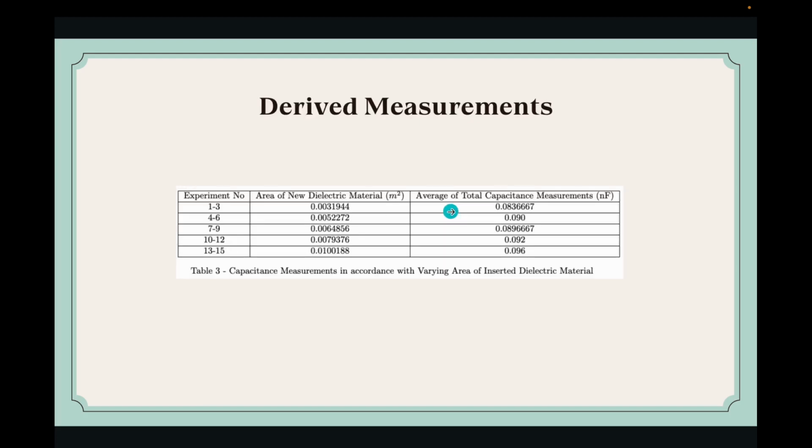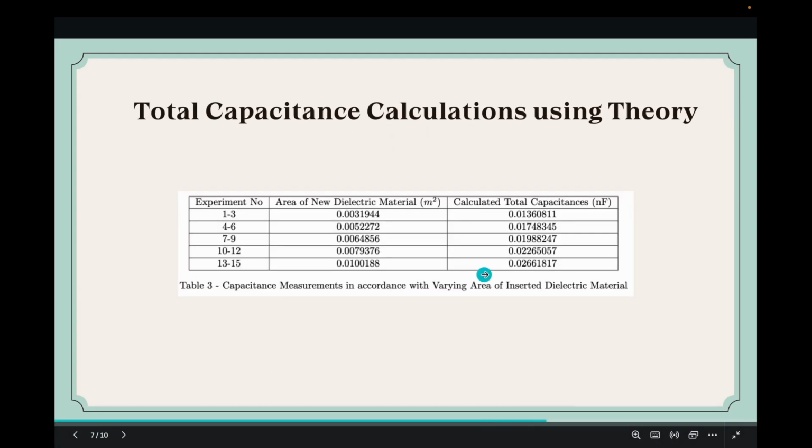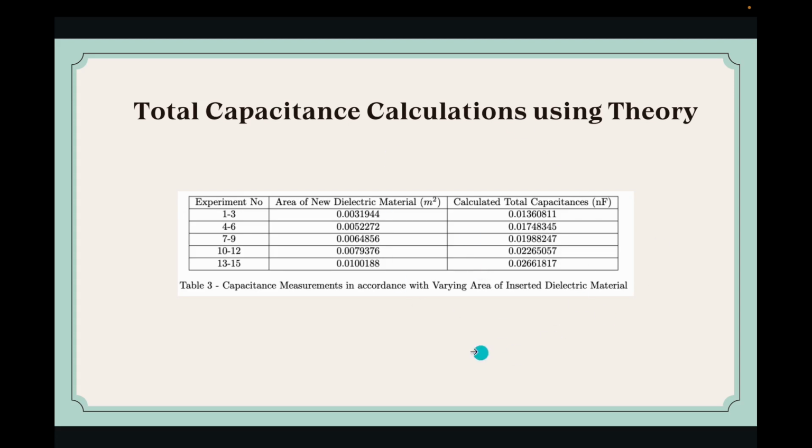The average of total capacitance measurements is calculated by using the data in table 2. In the graphical interpretation section, the equation in the theory section is simplified and then this equation is acquired. The linear correlation between varying distance h, thus varying area ratio, and total capacitance measurements is also seen in this graph, with the best fit line and the equation. These are the calculated results of total capacitances according to theory.